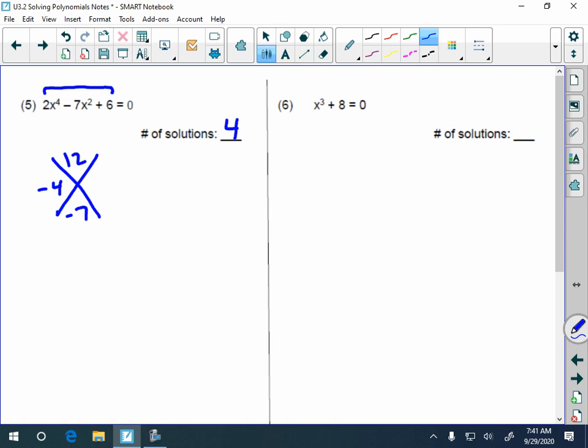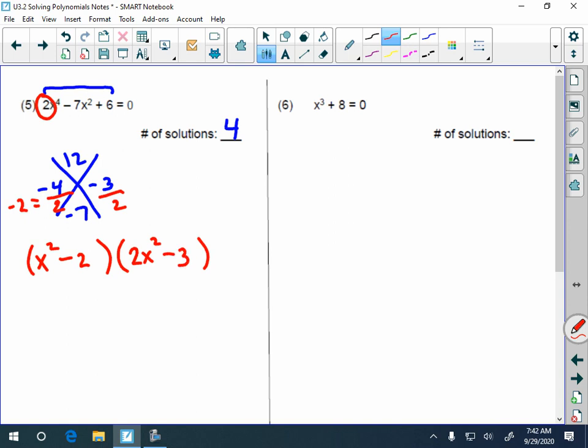So that's going to get us a negative 4 and a negative 3. But because we're leading off with a 2, we're going to divide both by 2. Right, and then we can simplify negative 4 over 2 to negative 2. So our binomial factors, remember that x to the 4th has to be cut in half. So that's going to be x squared minus 2, and then 2x squared minus 3.